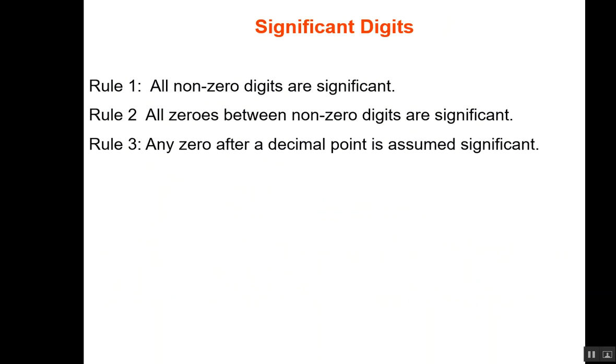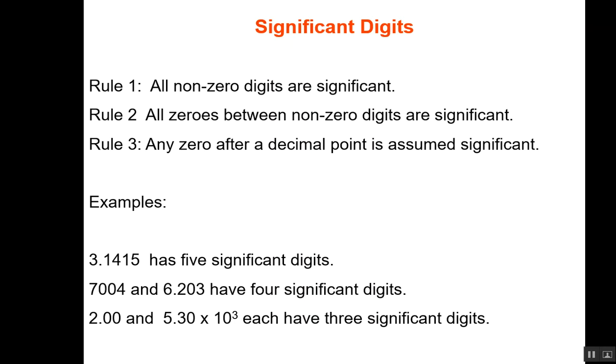Here are our rules. All non-zero digits are significant. All zeros between non-zero digits are significant. Any zero after the decimal point is assumed to be significant. Examples: 3.1415 has 5 significant digits. We've got the 3, the 1, the 4, the 1, and the 5. There are 5 significant digits.